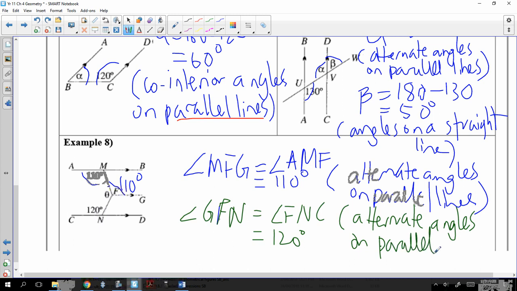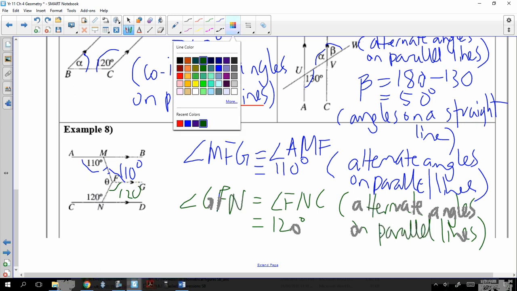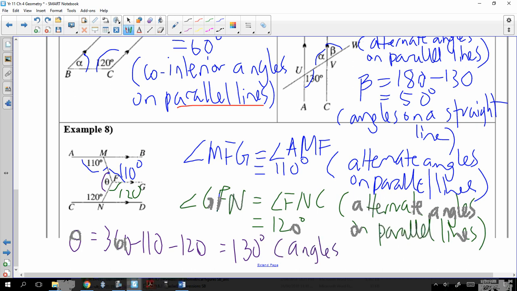So I've got this label there. Every time you find an angle, label it on the diagram because that will be useful. Therefore, I could find theta. What rule do we use to find theta? Angles at a point. Very well done. So theta is 360 minus 110 minus 120, which is equal to 130. Very good. So you say angles at a point. Every time you do something, you just give a reason, and you won't get it wrong.